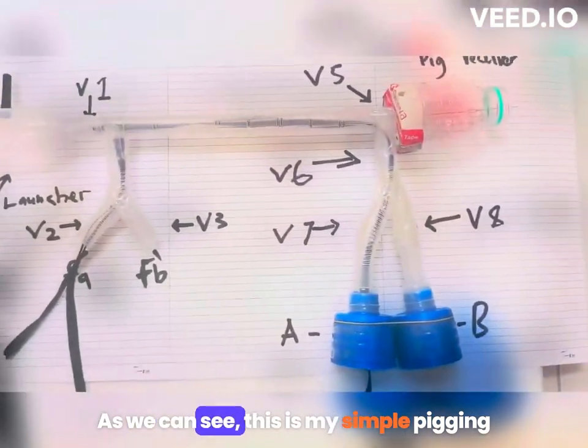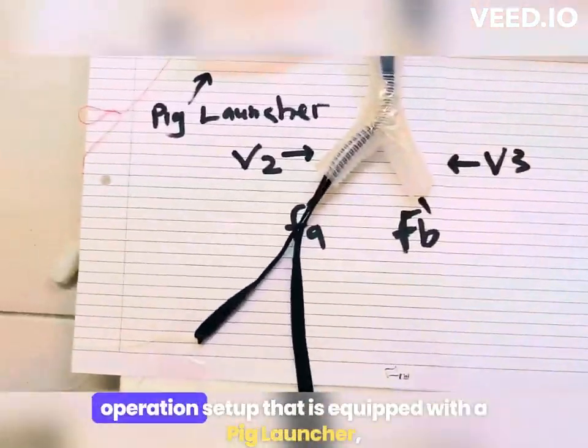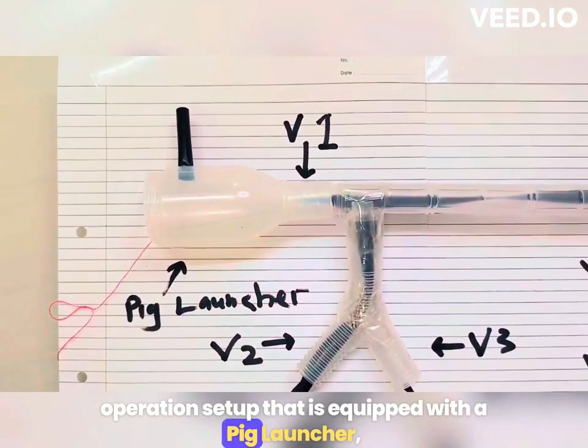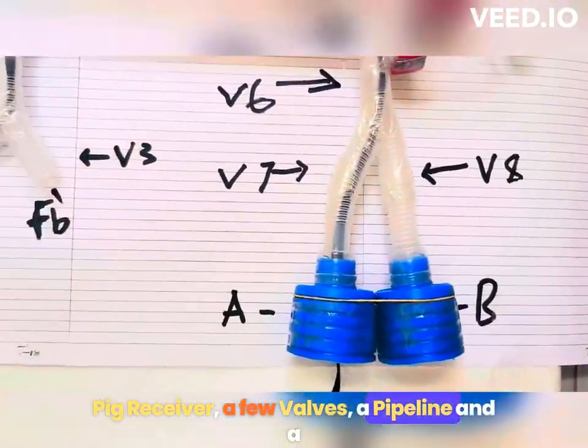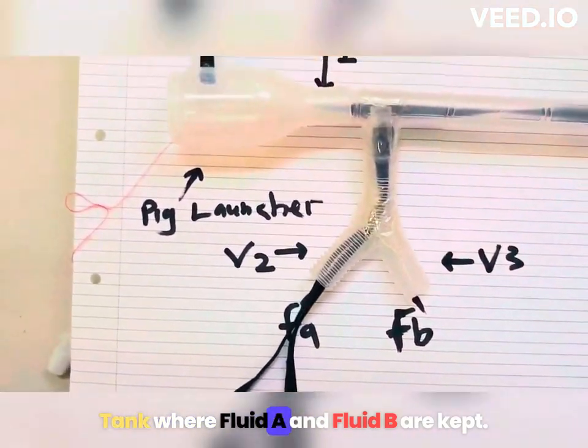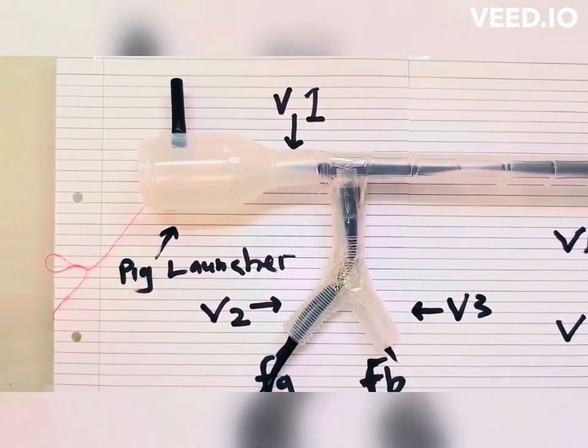As we can see, this is my simple pigging operation setup that is equipped with a pig launcher, pig receiver, a few valves, a pipeline, and a tank where fluid A or fluid B is kept.